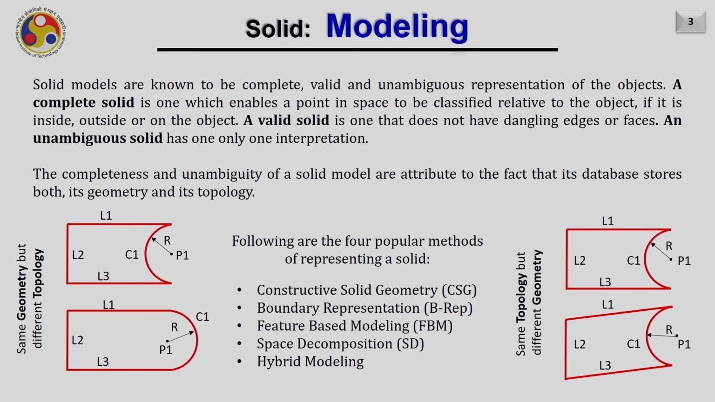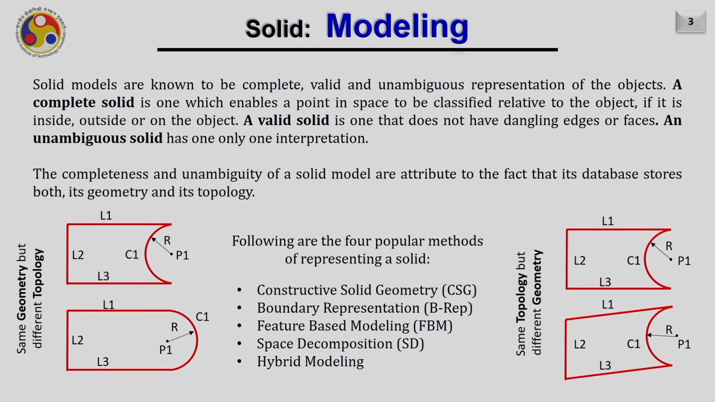So first is solid modeling. Solid models are known to be complete, valid and unambiguous representations of an object. A complete solid is one which enables a point in space to be classified relative to the object, whether it is inside, outside or on the object. A valid solid is one that does not have dangling edges or faces. An unambiguous solid has one and only one interpretation.